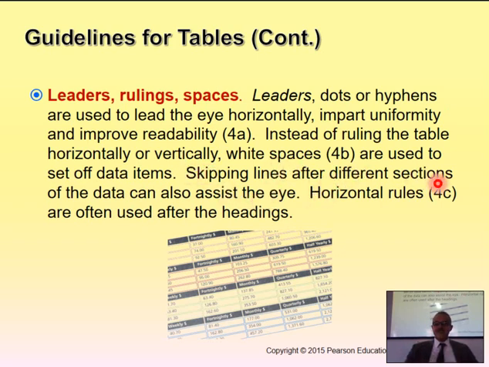Skipping lines after different sections, so you don't want the text to be all over. Maybe you want to have a space between one section and the next so people know it's a new section. Maybe you want to insert a new page if it's a new topic. Horizontal rules are often used after the headings. So we will look at some examples of reports to see these.